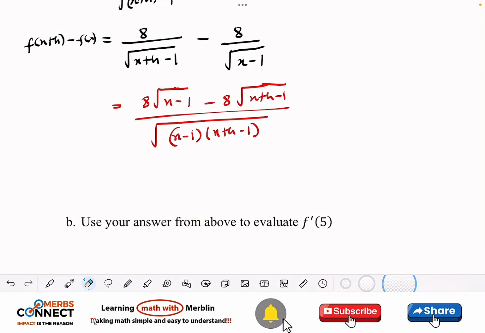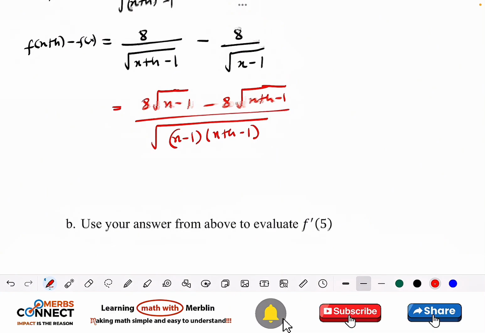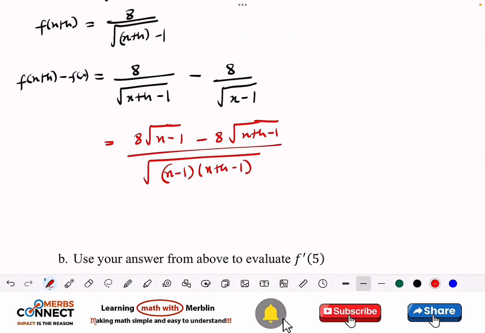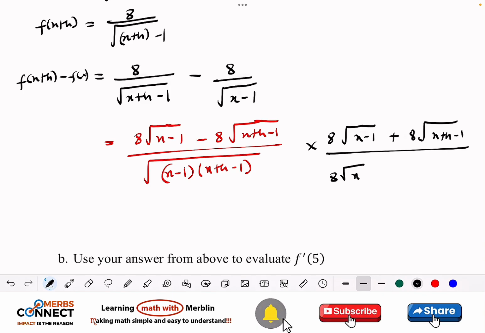Now, getting this, what we just need to do here is try and find the conjugate so that we can solve this. So now let's find the conjugate from this side so that we can go and cancel the h, because the h is what is important to us for us to cancel. So now let's find the conjugate. I'll just multiply this one by 8 square root of x minus 1 plus 8 square root of x plus h minus 1, divided by 8 square root of x minus 1 plus 8 square root of x plus h minus 1.